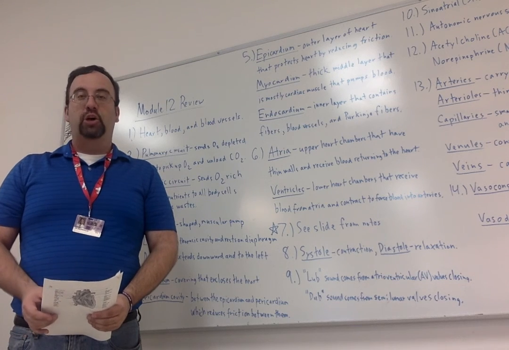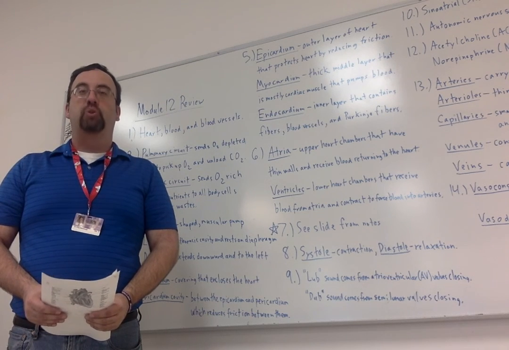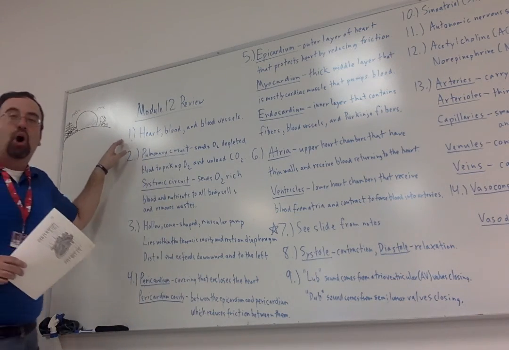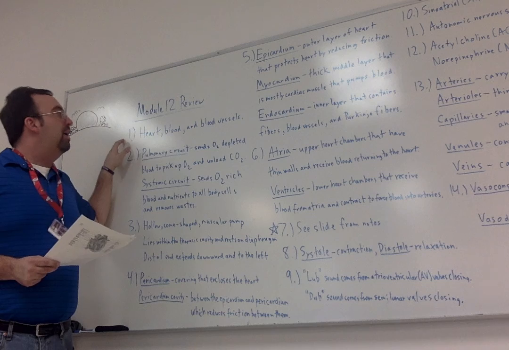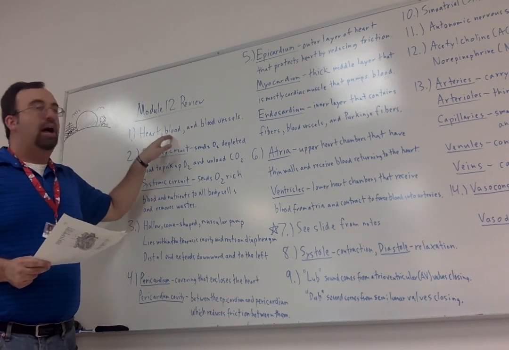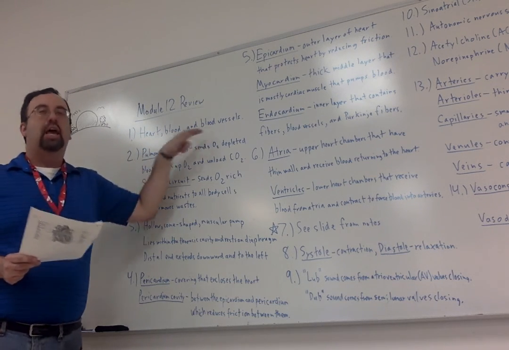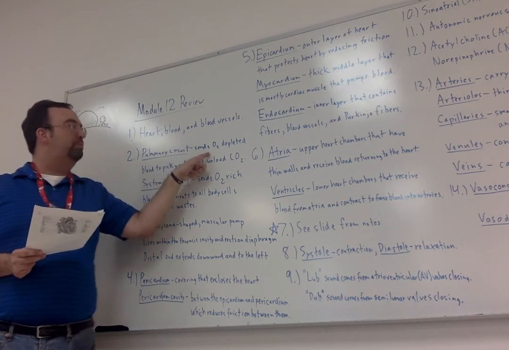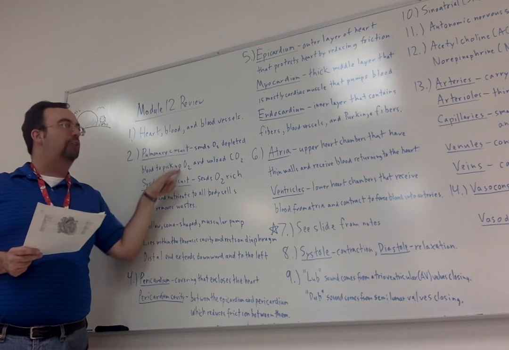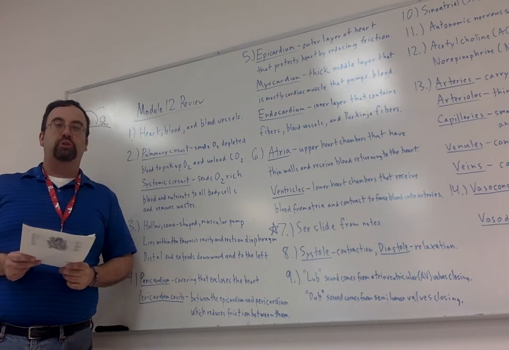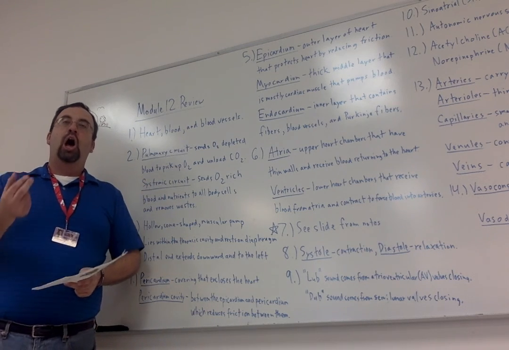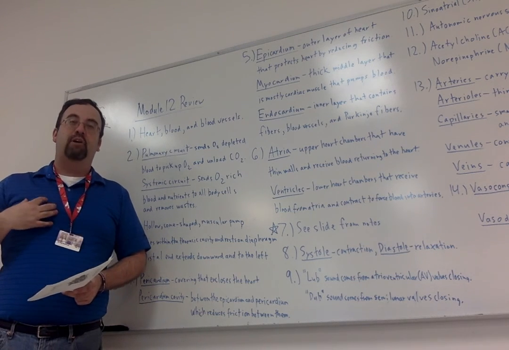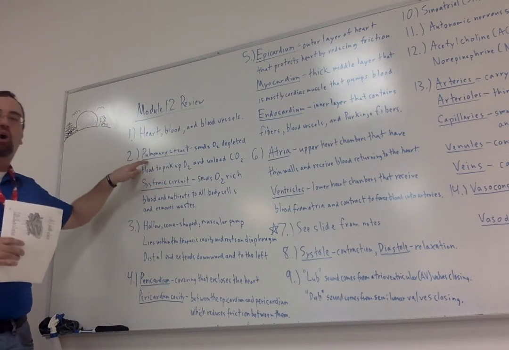And so let us go ahead now and get started with the first question on the review sheet. What are the components of the cardiovascular system? That would be the heart, blood, and blood vessels. Number two, the pulmonary circuit is what sends oxygen-depleted blood to pick up oxygen and unload CO2. So again, we breathe in oxygen and we breathe out CO2.